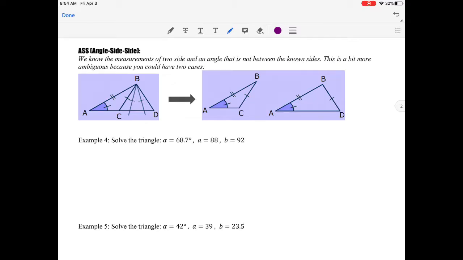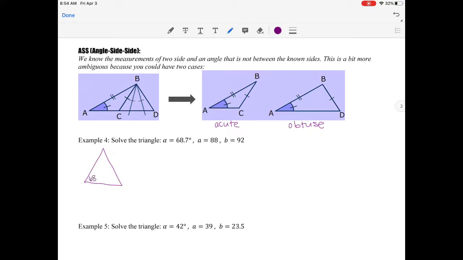Okay, so now let's look at angle side side. The problem with this one is, if you think about having an angle and then two sides, you could produce two different triangles. If you look over here on the right, we have a congruent angle A, but then we have the two sides that are equal, and we could get an acute triangle like the one on the left, or we can get an obtuse. So we're going to have to remember that as we go through these examples. There may be two different answers.